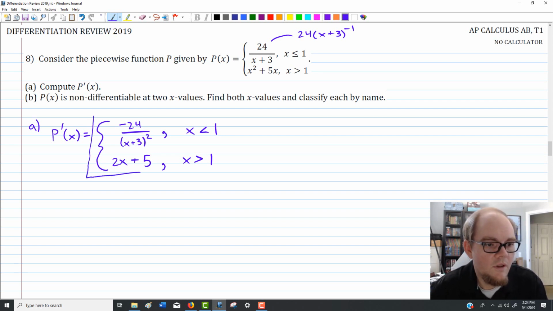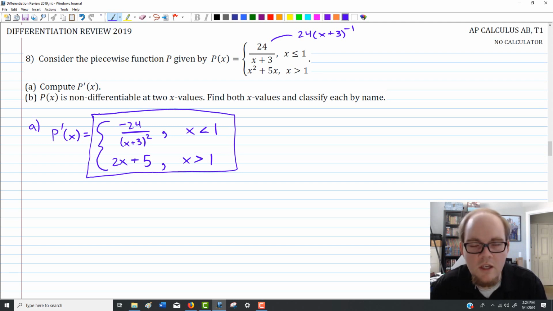So first and foremost, there is the derivative of that piecewise function. All you're literally doing is differentiating twice. Okay, from there, for part B, actually I'll change the color here. As we look at part B, we're supposed to tell where p is non-differentiable, and we want to find the 2 values.